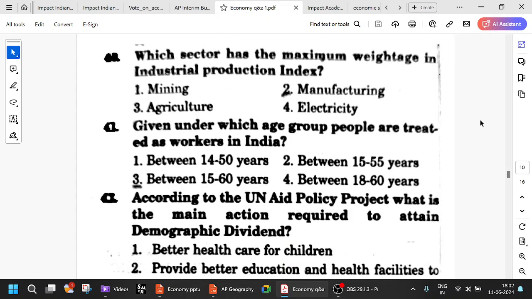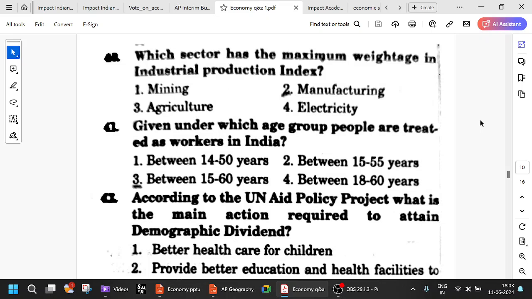Under which age group are people treated as workers in India? Many of you might be thinking 18 and above, because by 18 you become a major, right? But no, there is what is called adolescence also. In non-hazardous factories, you have the Factories Act 1951 and all those labor laws and acts. So after 14, up to 18, adolescents can work in non-hazardous occupations. Only after 18 can you work in hazardous occupations.